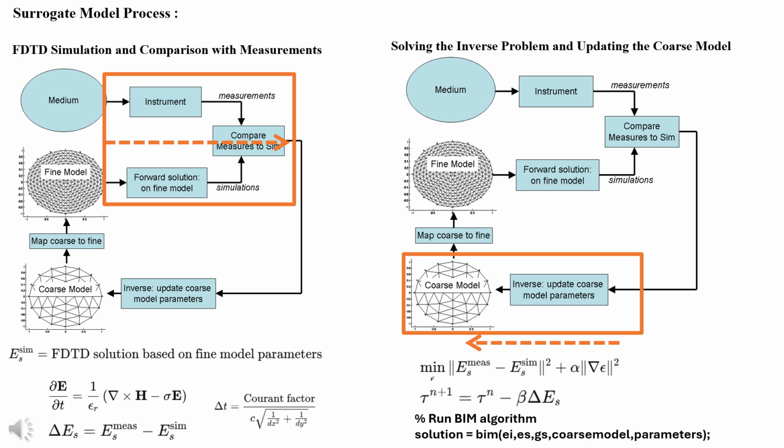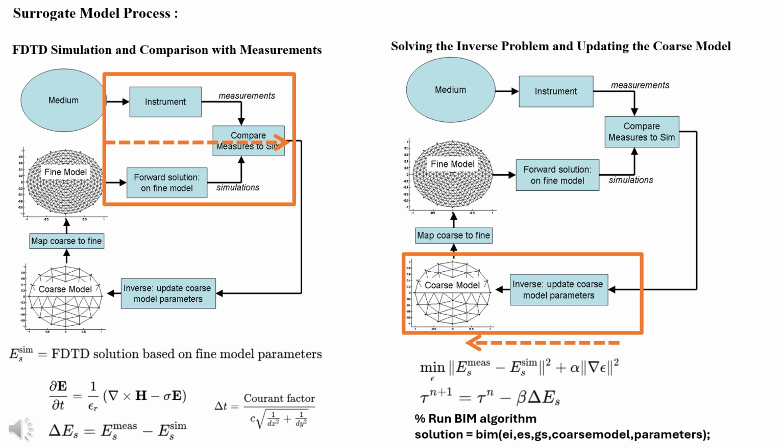The simulated scattered fields are then compared with the actual measurements obtained in the first step. The difference between the two, i.e., the residual field, helps guide the next update of the model. This process is repeated iteratively to gradually refine the solution. The residual field is computed by subtracting the simulated scattered fields from the measured ones.